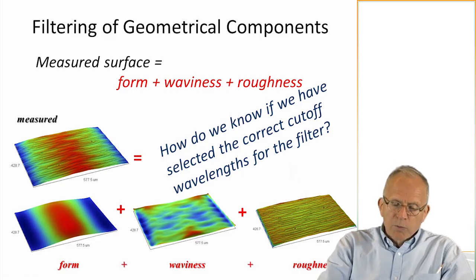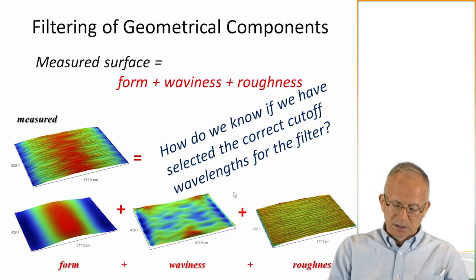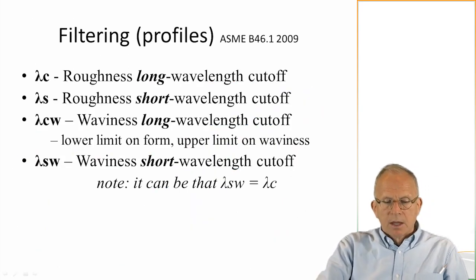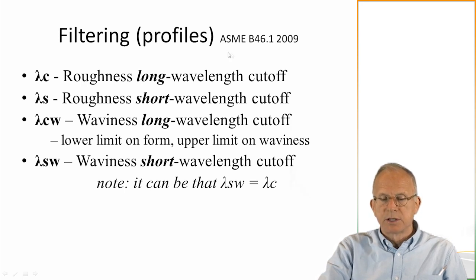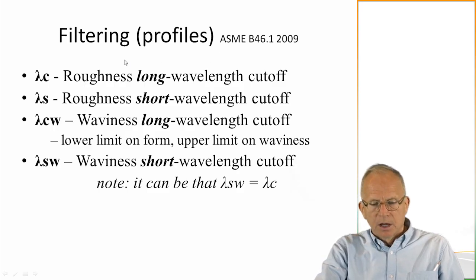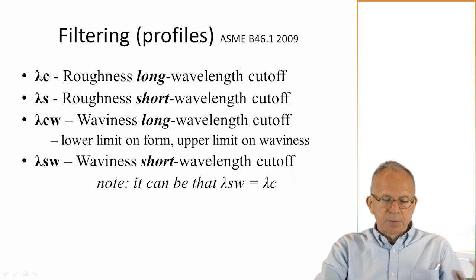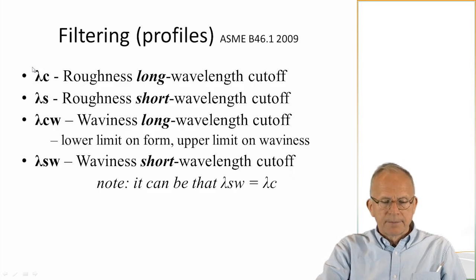So there are cutoff wavelengths for the filters that provide roughness, waviness, and form. And it's kind of an open question. How do we know if we've selected the right ones? So in the ASME, American Society of Mechanical Engineers, B46.1, which is the roughness standard for the United States, and has been influential worldwide historically.